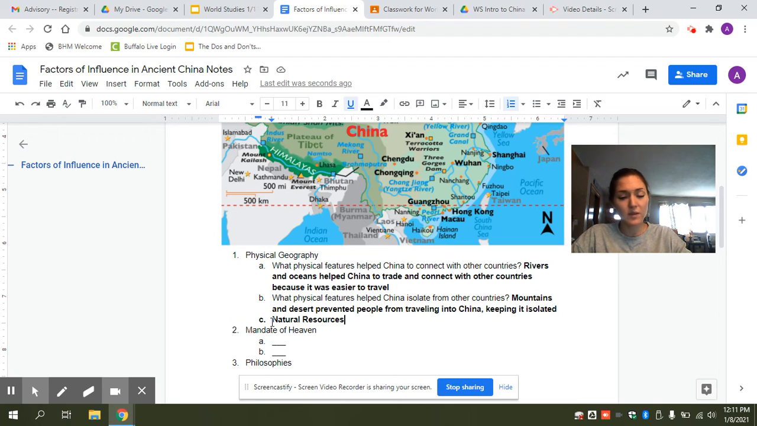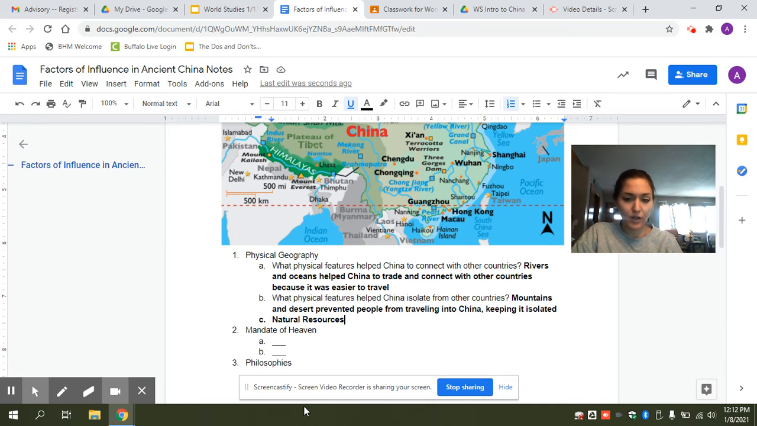And there was actually something called the Silk Road, which was not a road actually made out of silk, but it was a way to trade with China, a trade route that went all the way from the Middle East to China. Natural resources helped China connect and stay isolated all at the same time. So China is a little complex.